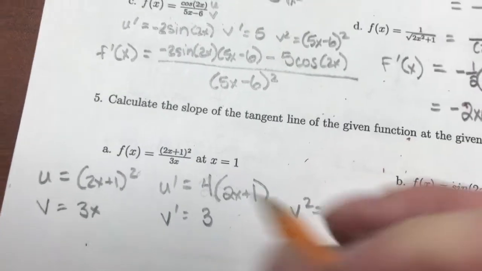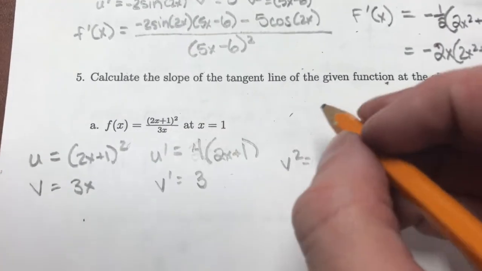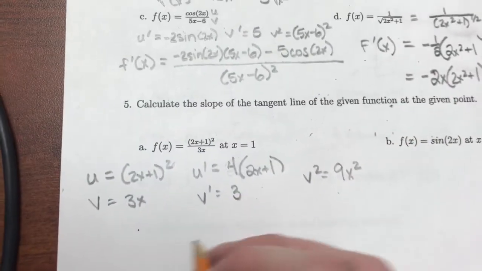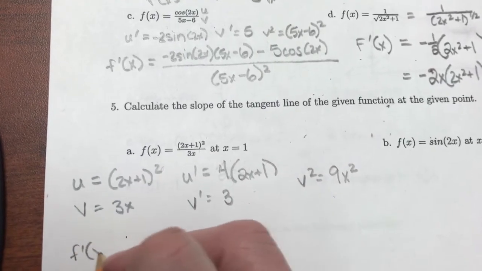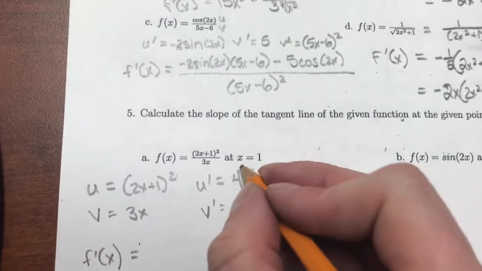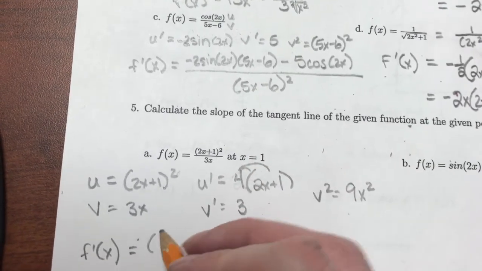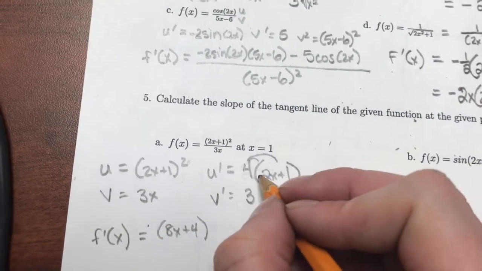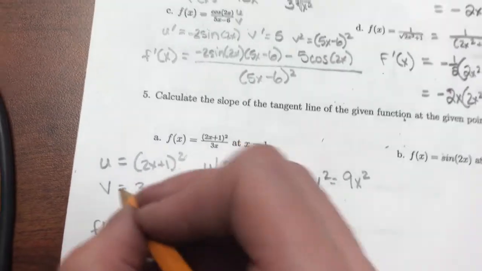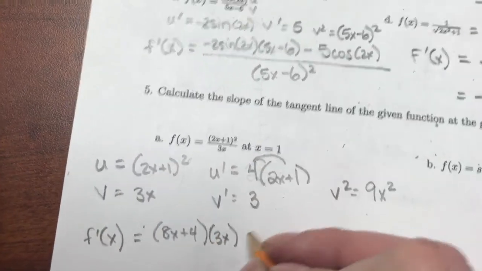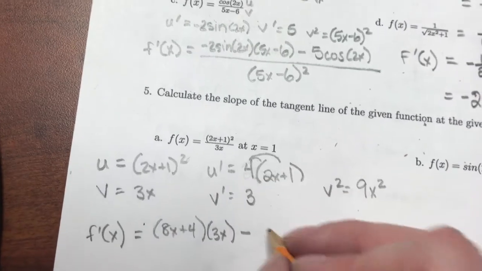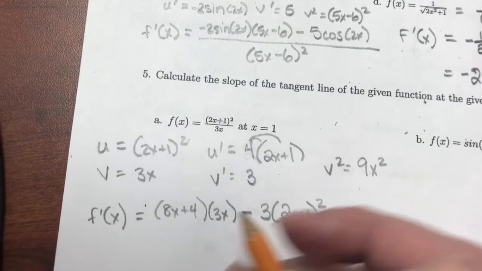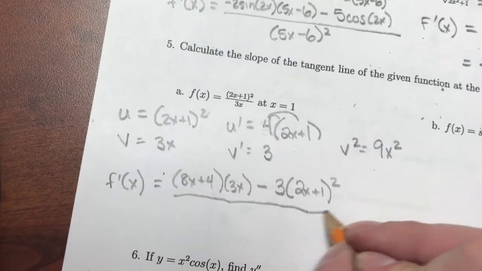V squared is going to be 3x times 3x. So 3 times 3 is 9, and x times x is x squared. And I put it all together. F prime of x is u prime v. So let me distribute this now. U prime v is going to be 8x plus 4. That's my u prime, 8x plus 4. V, so I'll distribute again, probably, minus v prime u all over v squared.